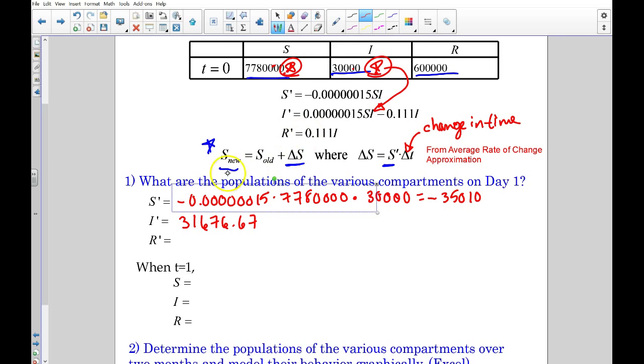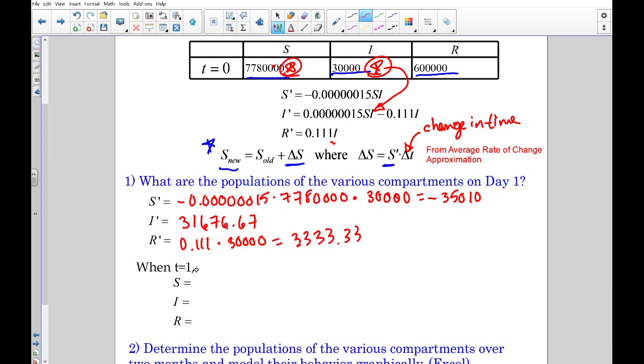And then R prime, I can write that out pretty quick. So 0.111 times the 600,000 times 30,000. Okay, because that was the value of I. Okay, and this ends up being 3,333.33 repeating.